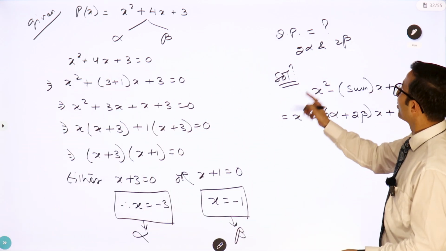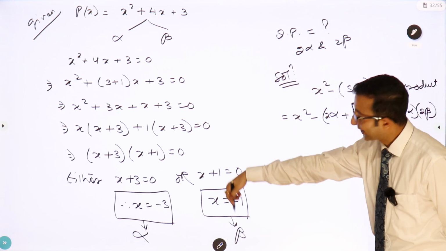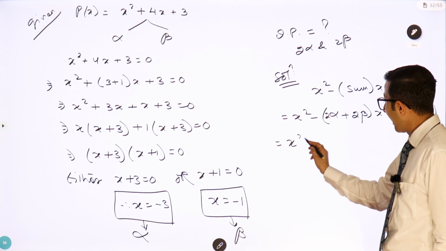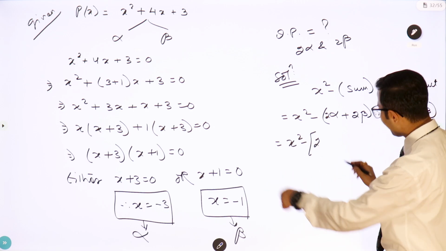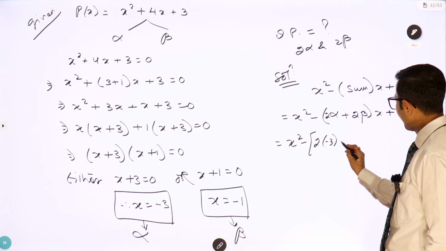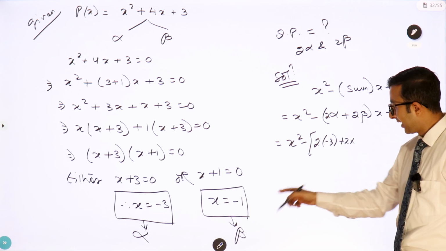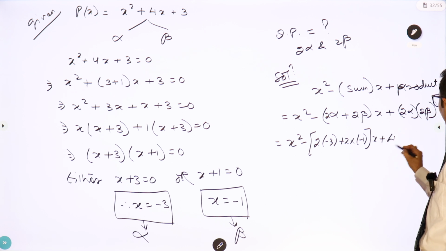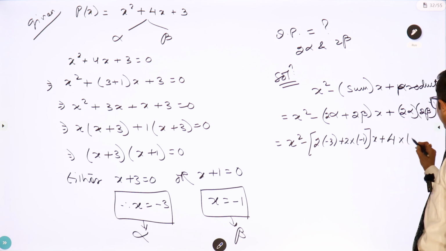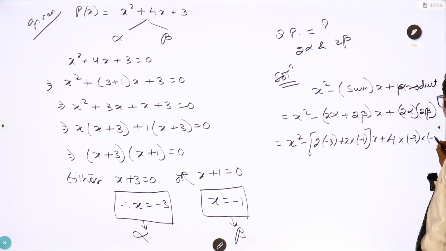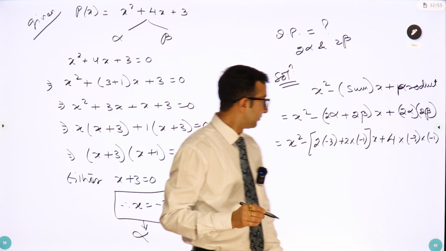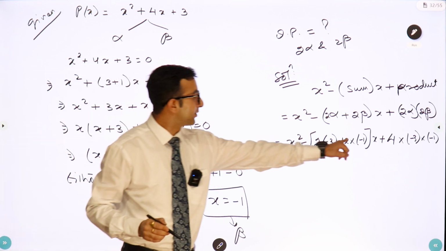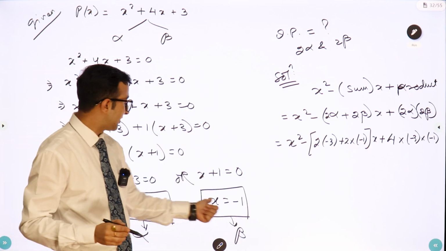Now we already have the solution for this. These are all the solutions, but the actual answer, the quadratic polynomial, we will put here: x square minus 2 into, in place of alpha, minus 3, plus 2 into, in place of beta, minus 1, x plus 2 twos are 4 into, in place of alpha minus 3 and in place of beta minus 1. Look here: x square minus 2 times (minus 3 minus 1) x plus 4 times (minus 3)(minus 1).